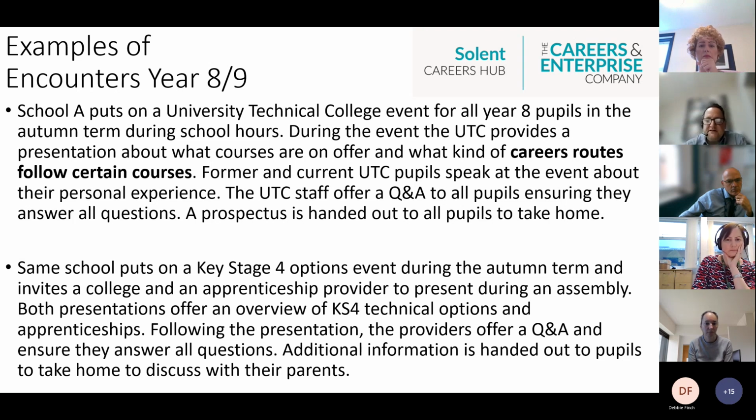A prospectus is handed out, or a link to a digital prospectus is handed out for the pupils to take home. So that same school puts on a Key Stage 4 options event during the autumn term and invites a college and an apprenticeship provider to present during an assembly. Both presentations offer an overview of the Key Stage 4 technical options and apprenticeships. Following the presentation, the providers offer a Q&A and ensure they answer all questions. Additional information is handed out to pupils to take home to discuss with their parents.